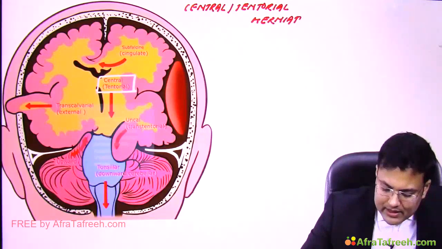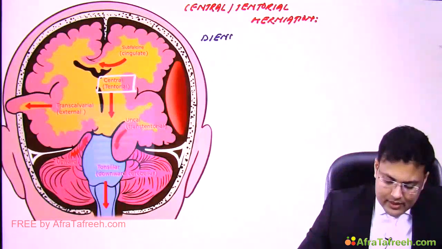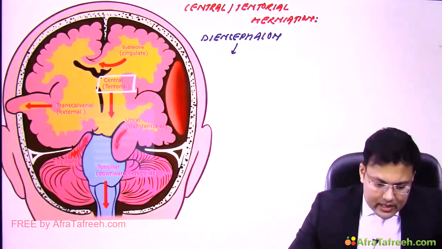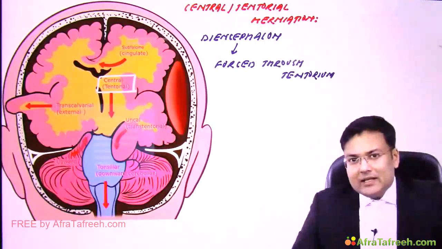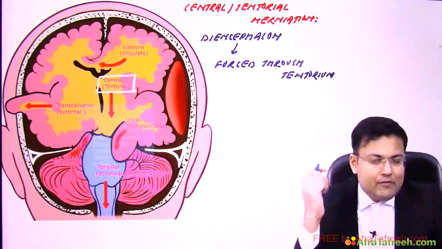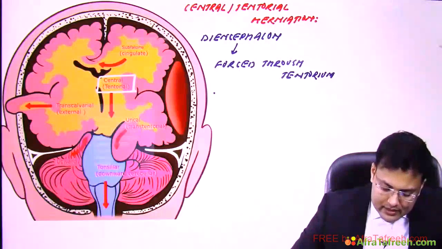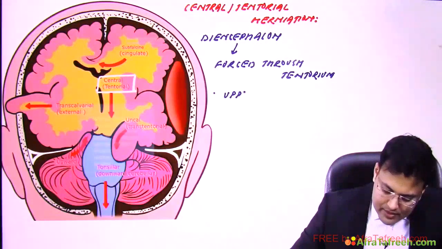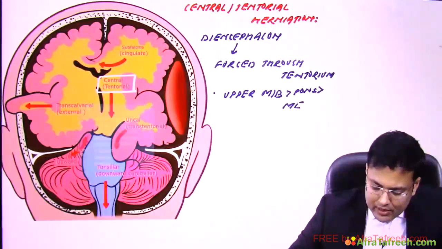So what happens in central or tentorial herniation? In this case, diencephalon, meaning thalamus and related structures, is forced through the tentorium. So when the diencephalon is forced through the tentorium, there is sequential compression of upper midbrain, followed by pons, followed by medulla.